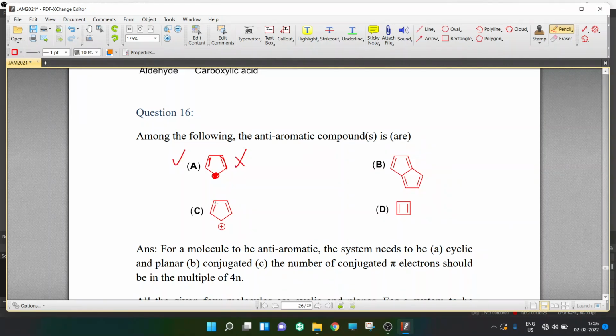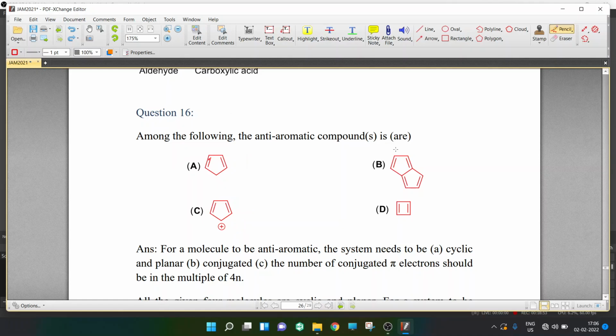Whereas see here. Here a pi bond is there. There is a positive charge. Positive charge means there is a vacant p orbital. This vacant p orbital conjugates with this, which conjugates with this, which conjugates with this, and thus all these p orbitals overlap with each other. So the system is conjugated. So the option is still there for C. We don't know yet. Now let us look at B.